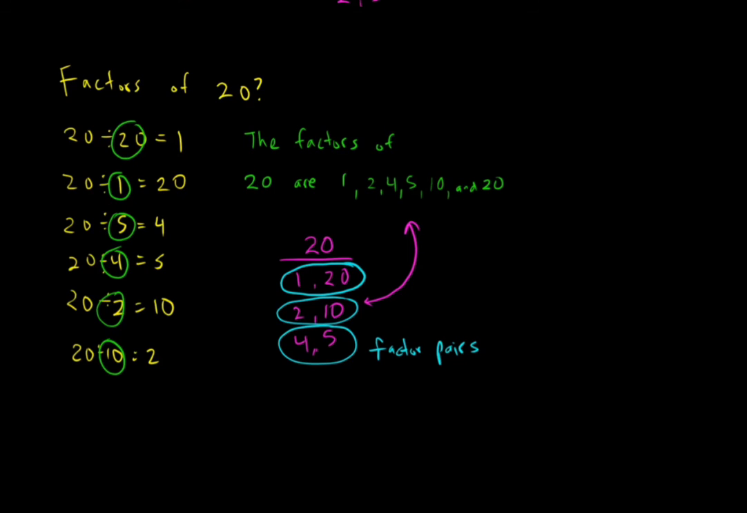One more example, because I want to talk about the number 25. So 25 actually only has, let's see, 1 times 25 will give you 25, and then 5 times 5. So this one actually only has 3 factors. It has 3 factors because the 5 repeats.